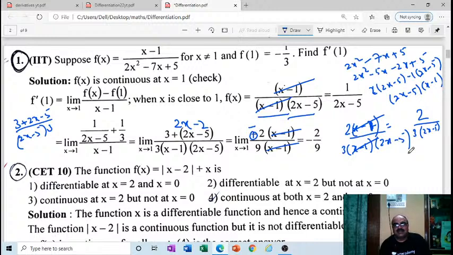Now you have to see the LHD and RHD comparison here by putting x equal to 1 in this. So if you put x equal to 1, 2 ones are 2, 2 minus 5 is minus 3. Minus 3 into 3 is minus 9. 3 threes are 9. So 2 by minus 9 is going to be the answer. So this is plus only. Clear? Please understand this. It's a mere mathematical calculation. We just did the differentiation at the last step.